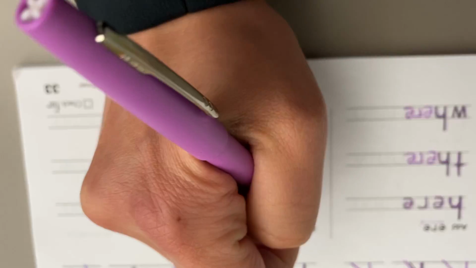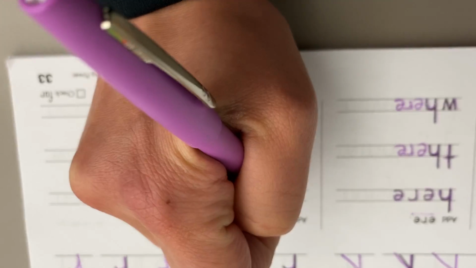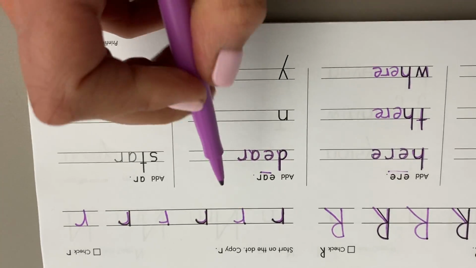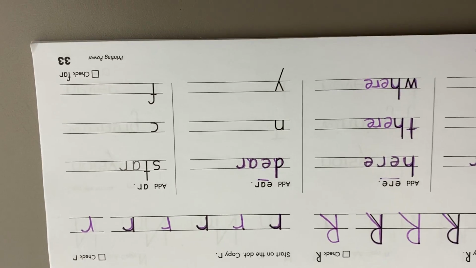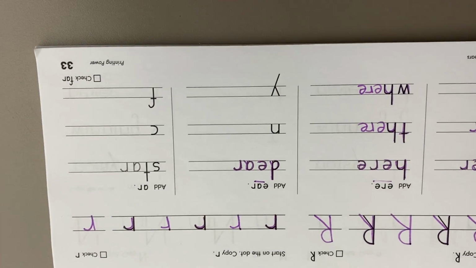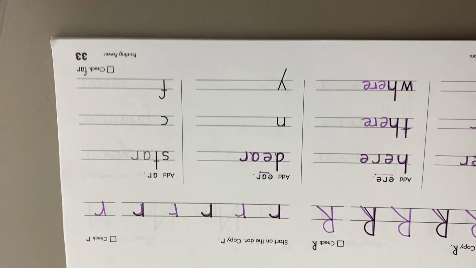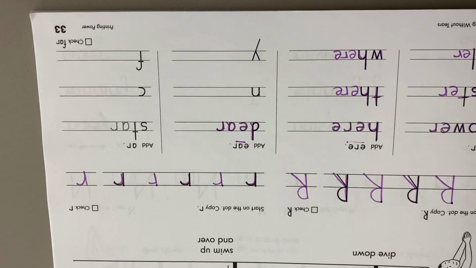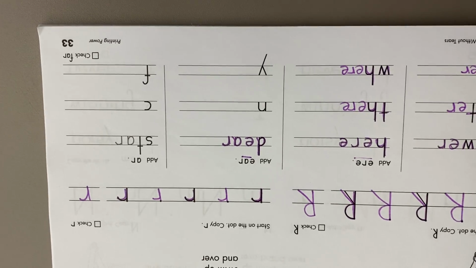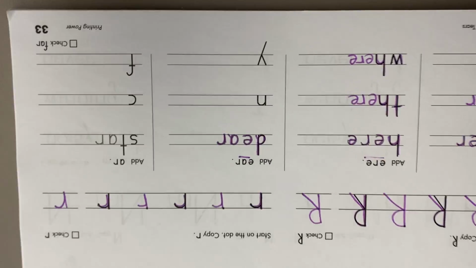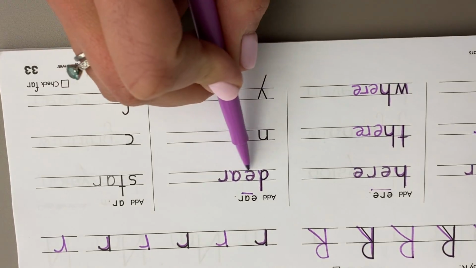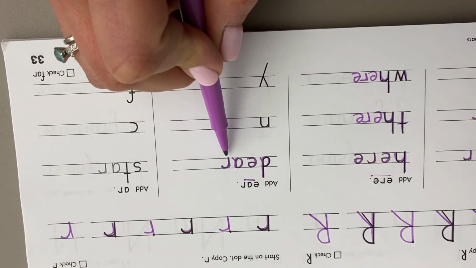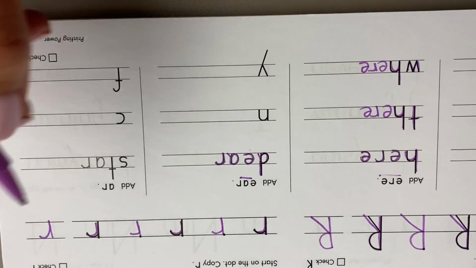Add EAR. When you add it to a D, we get dear. Like the dear as if you were writing a letter. Dear second grade. This is an example. Dear second grade, Mrs. Buck and I miss you so much. We hope you're doing well. Love, Miss Belalis. Not to be confused with D-E-E-R, which is the animal.